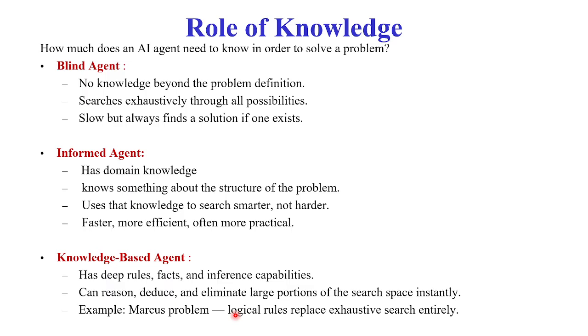Okay. So the key takeaway from this agent, or the knowledge agents, is more knowledge equals less search. And less search means it's very fast, more efficient and more practical. So to go forward, I hope this blind, informed and knowledge-based agent is clear. Now we will talk about all these various agents with some examples for you.